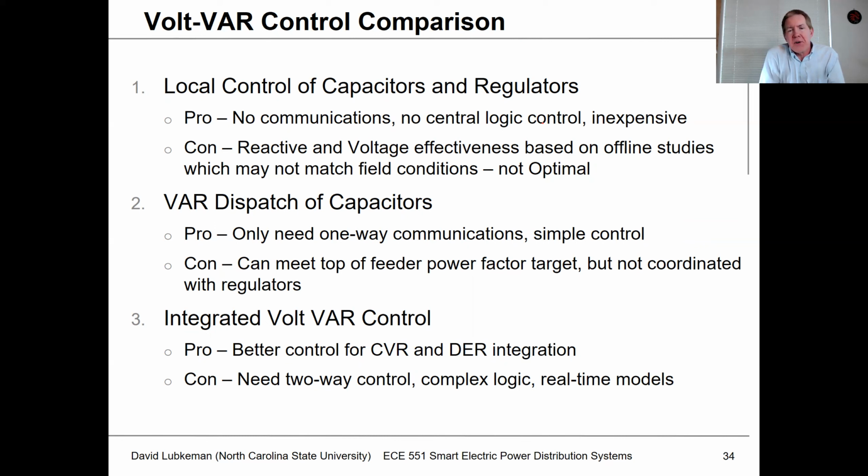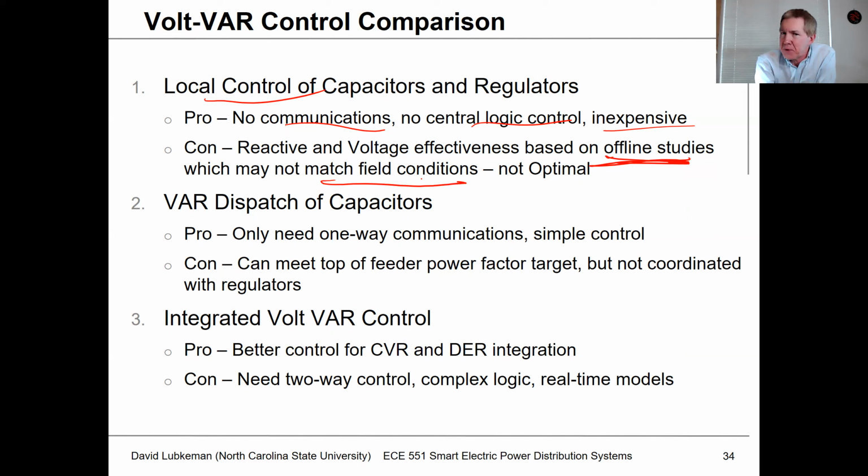So as far as comparison of what you can do with what control strategy, if you're just using local control, the pro of this is we wouldn't really require any communications to the devices in the field. You don't have any central logic. This is pretty cheap. And so if your loads are pretty predictable and you can engineer this using like a power flow program, this may be the way to go, because you have to base everything on offline studies, which may not match the field conditions.